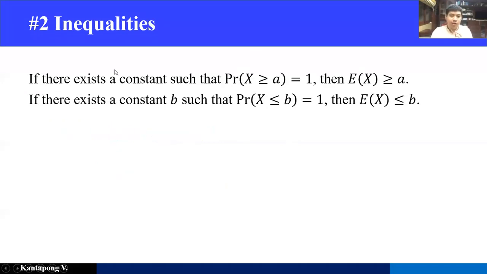Next, inequalities. If there exists a constant a such that the probability of X greater than or equal to a is 1, then E[X] is greater than or equal to a. If there exists a constant b such that the probability of X less than or equal to b is 1, then E[X] is less than or equal to b. I am going to show you the first one, but the second one is very similar. So what is E[X]?